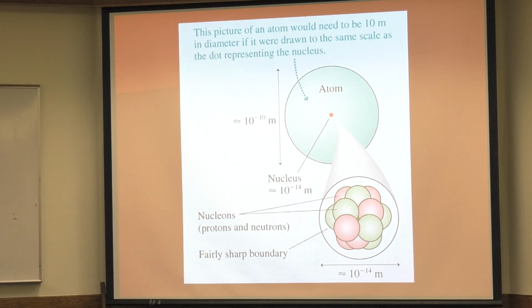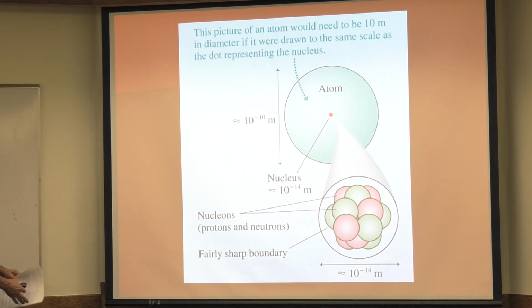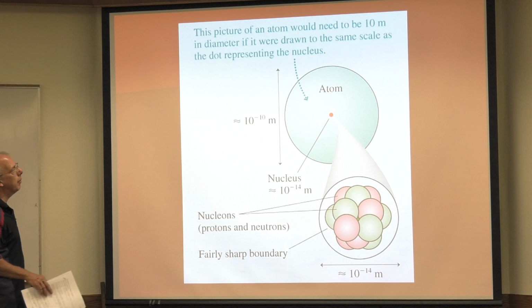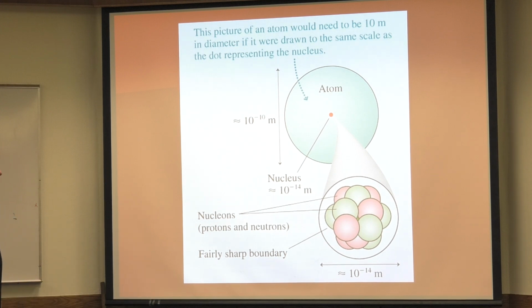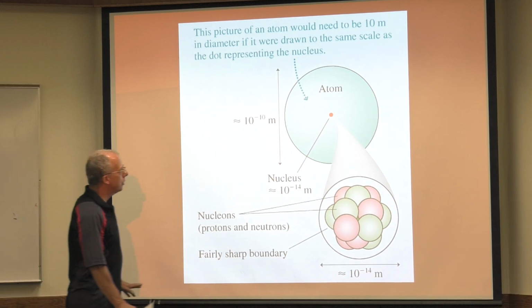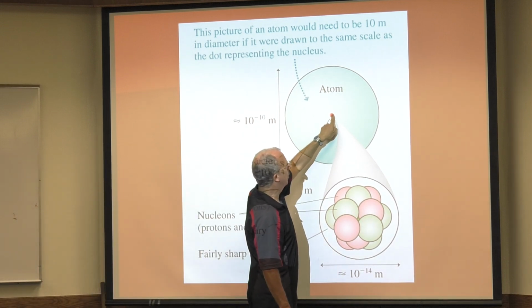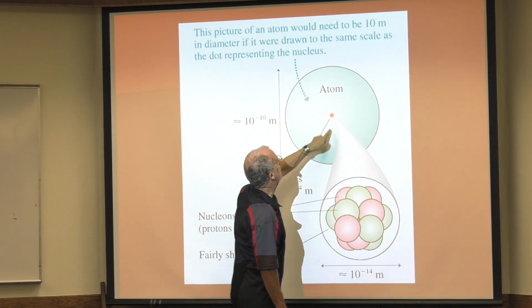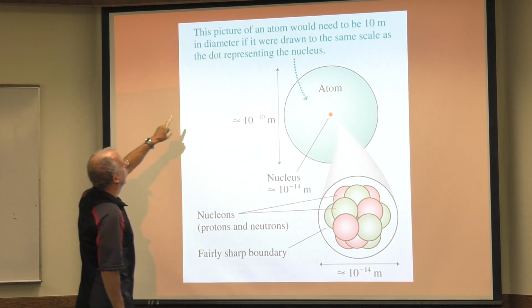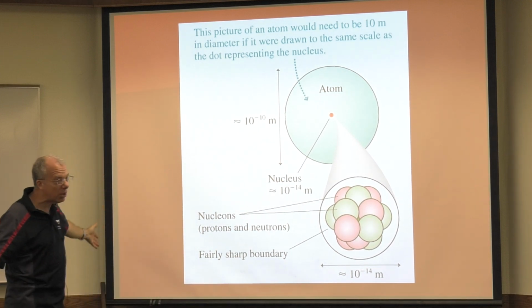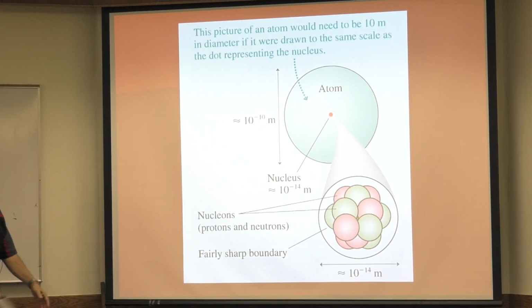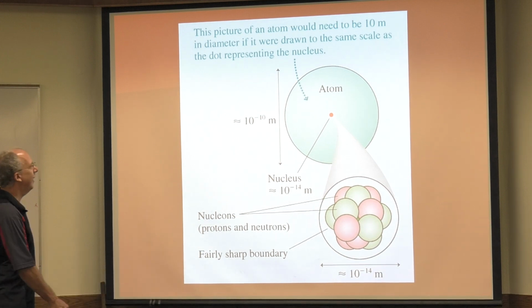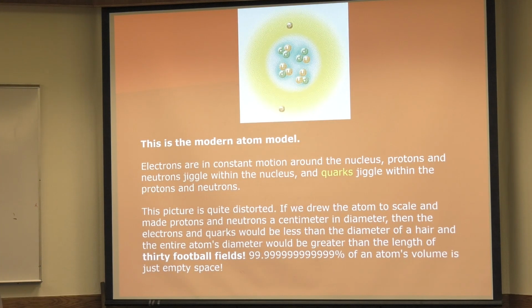This picture of an atom would need to be 10 meters in diameter if it were drawn to the same scale as the dot representing the nucleus. You get that? So if we wanted a scale drawing of an atom, if this represented the nucleus, then the atom would be 10 meters in diameter. 10 meters! That's pretty big. Okay, so here's another way of looking at it.